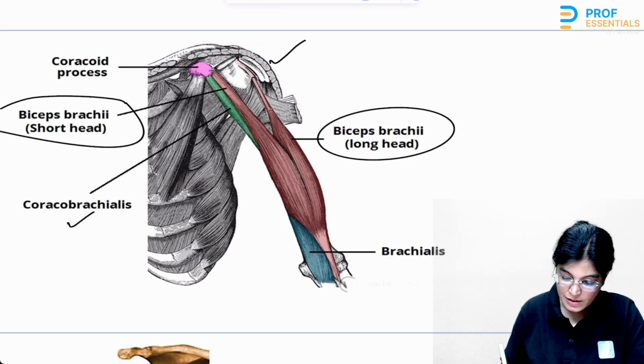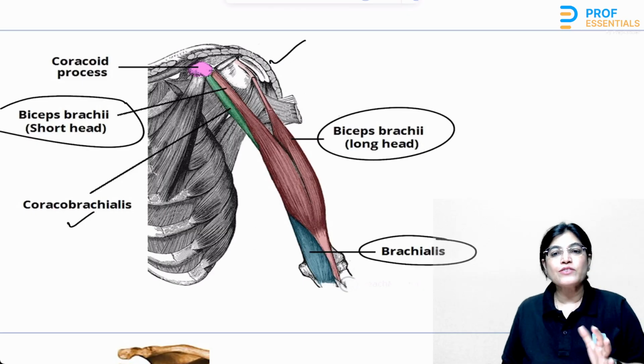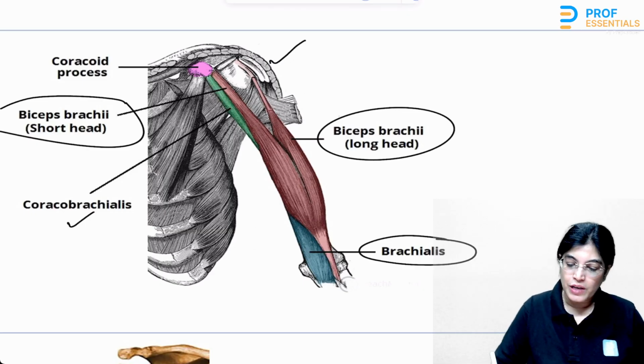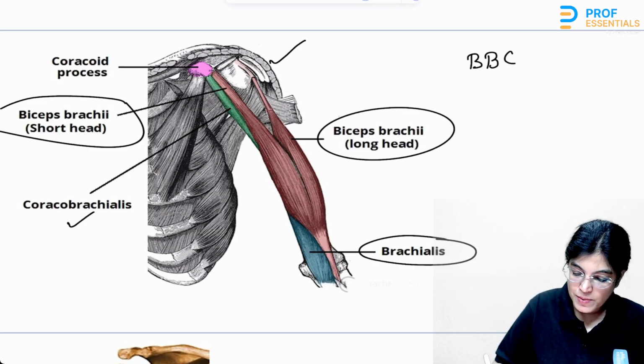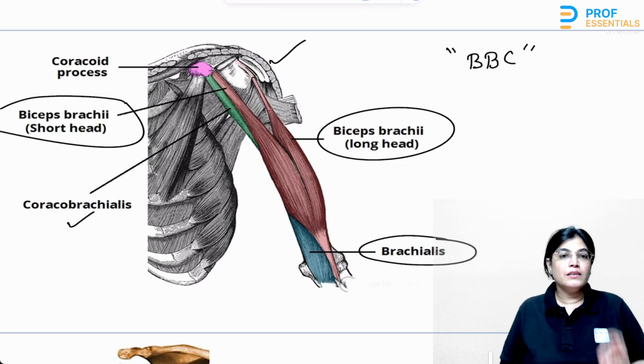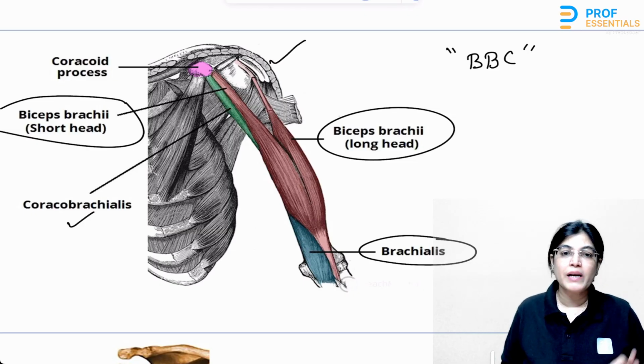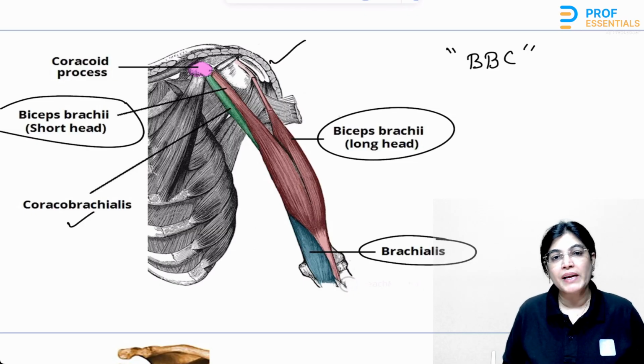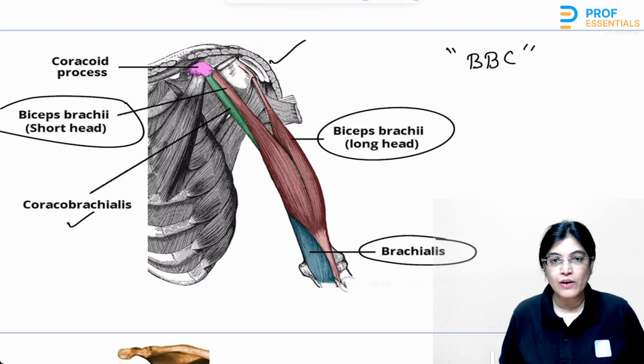So where is this biceps brachii muscle? Here the deeper muscle, the brachialis muscle, is also shown. So actually in this diagram, we can see the three BBC muscles together. We can see the two heads of biceps brachii, on the deeper aspect we have got the brachialis muscle, and in green color the coracobrachialis muscle.